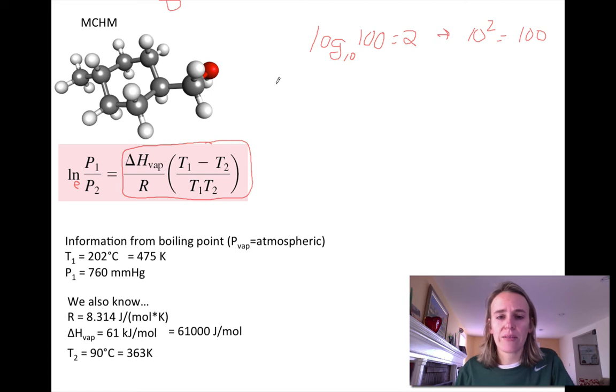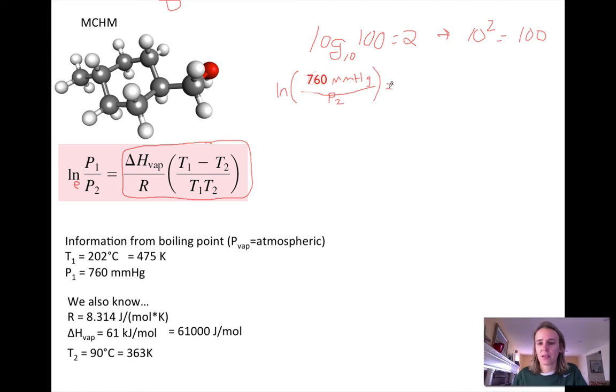So let's go ahead and plug in all of our numbers. We've got the natural log of 760 millimeters of mercury over P2. That is really messy, sorry about that. And that's equal to 61,000 joules per mole over our gas constant, 8.314 joules per mole Kelvin.